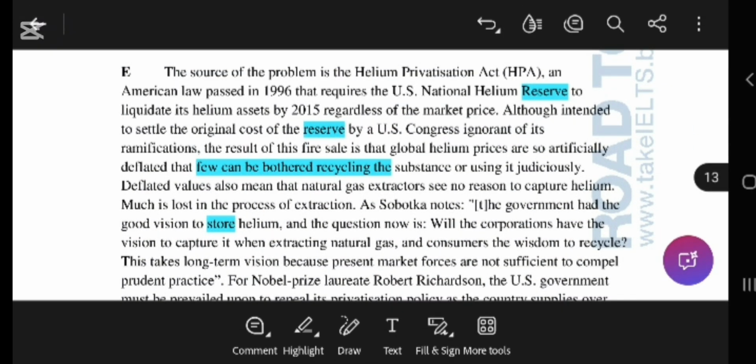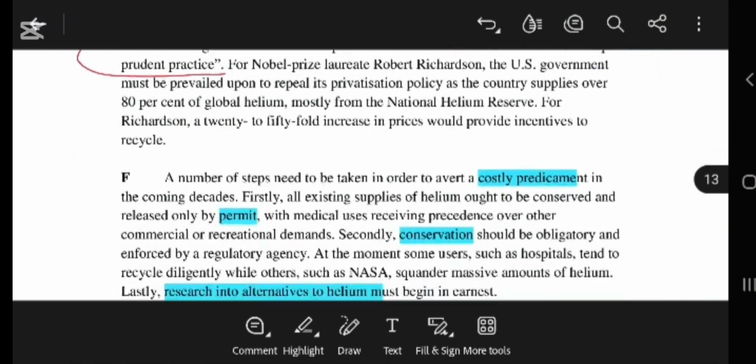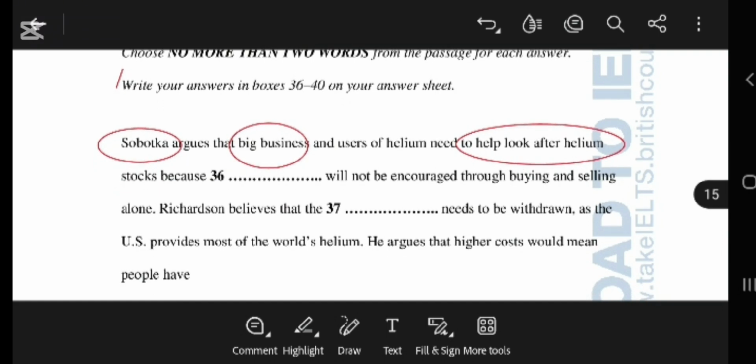I have seen something. If you need to remember the keywords I am looking for, by the way, it's important for me to mark this so that we easily locate it when we're coming back to the text, right? I have seen something already. It could be prudent. That seems like the only special kind of noun phrase we have in this text, right? So let's see what brought us here. We were looking for this: Sabokta argues that big business and users of helium need to help look after helium stocks because dash will not be encouraged through buying and selling. What will not? They have to look after keeping the stocks because something will not be encouraged through buying and selling, right?